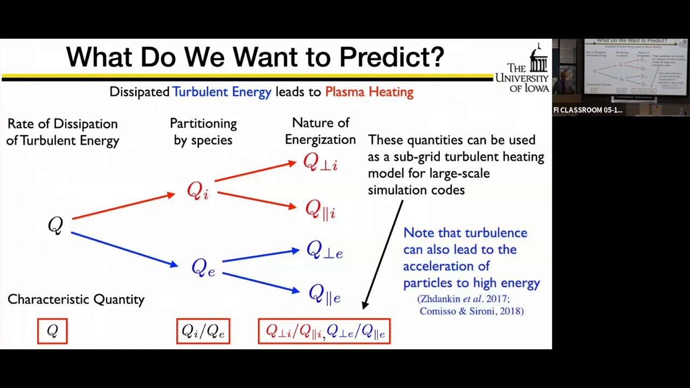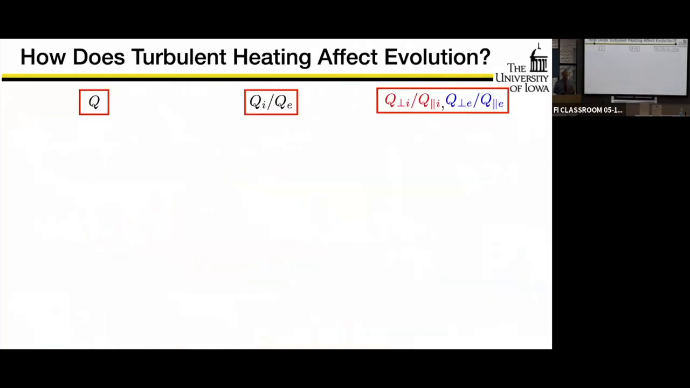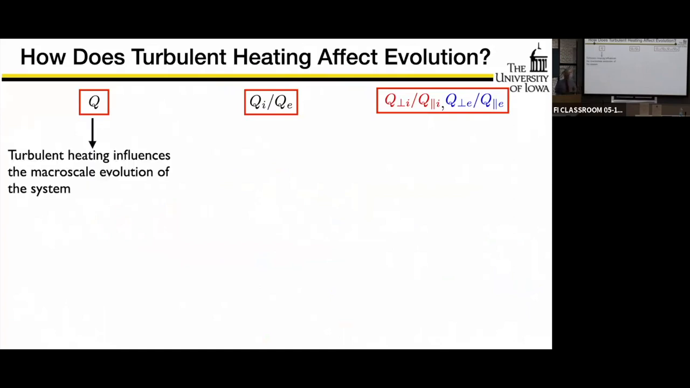And I will say, of course, here that turbulence can also lead to the acceleration of particles to high energy, particularly in the relativistic case. And again, I'm not going to spend more time talking about that today, but that is another destination where some of this turbulent energy can go. So how does the turbulent energy affect the evolution? I said that this is a multi-scale problem. It can affect the large-scale system and other things that we care about as astrophysicists. So the total turbulent heating can influence the macro-scale evolution of the system.